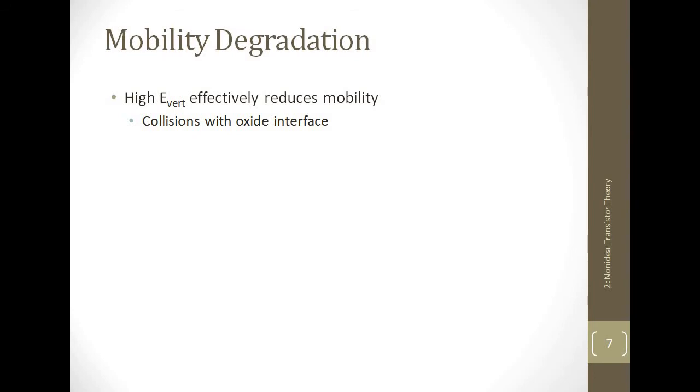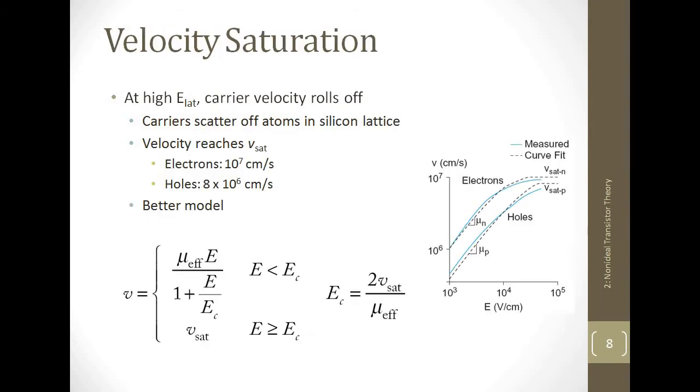The channel length is fixed, there is no change in it. Then collisions with the oxide layer take place and the mobility starts reducing. So velocity reaches Vsat, and in the curve you can see the degradation takes place. With the high electric field, mu n and mu p initially increase linearly, but later become a straight line. That means the mobility gets reduced.